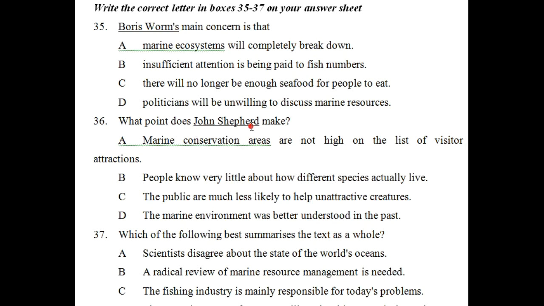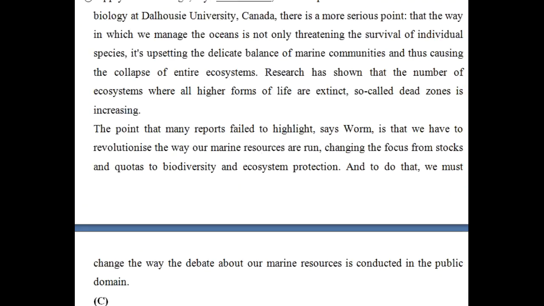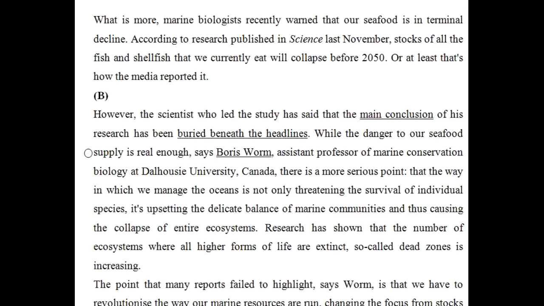So what you have to do is not go through the options at this time, because if you go through the options you might get confused, as all these options are mentioned somehow in the passage. Just read the question, and try to understand what they are asking for. Here, Boris Worm's main concern is what? So let's go back, because I have already dropped the hint while doing the first question type. So I know where I can get this answer.